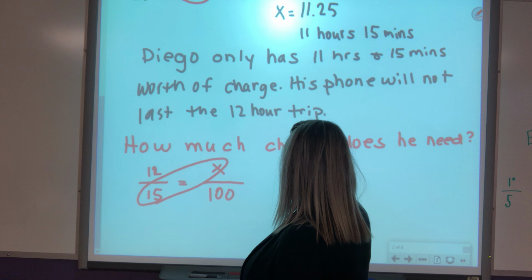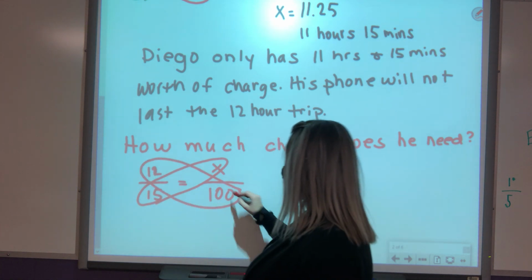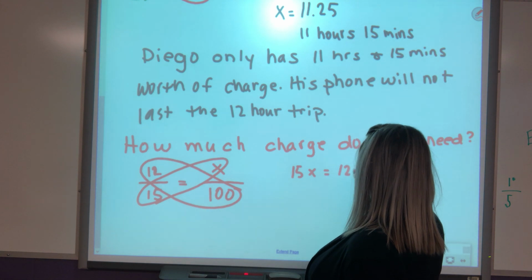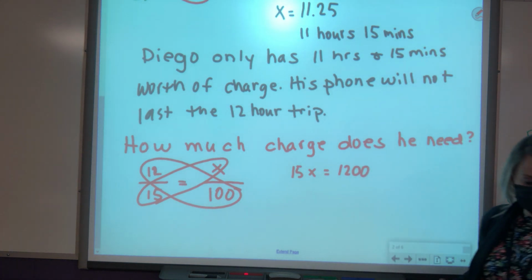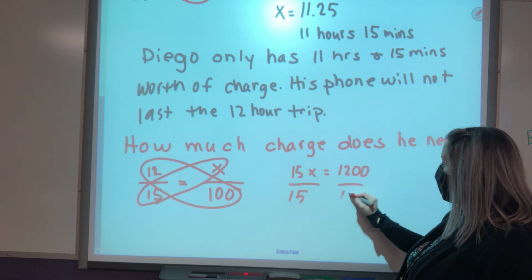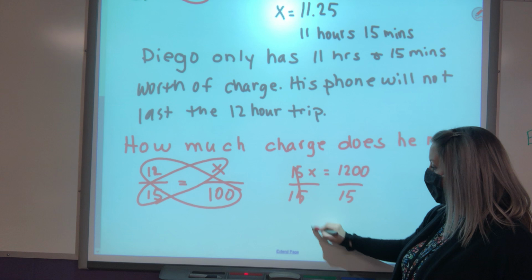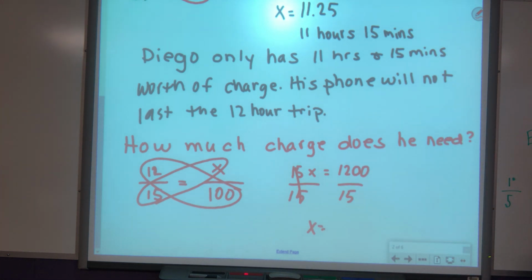15 times x, 100 times 12. Bob, your estimate was 80? Okay. Is Bob right? Yeah, Bob was right. Good job, Bob.